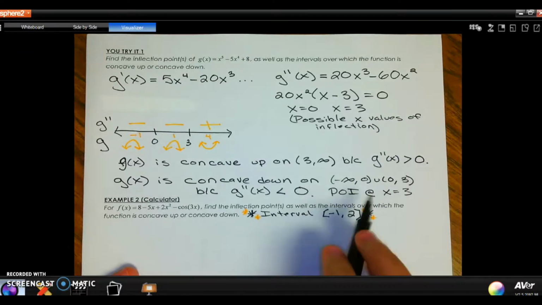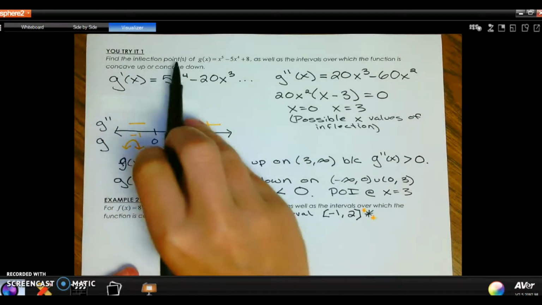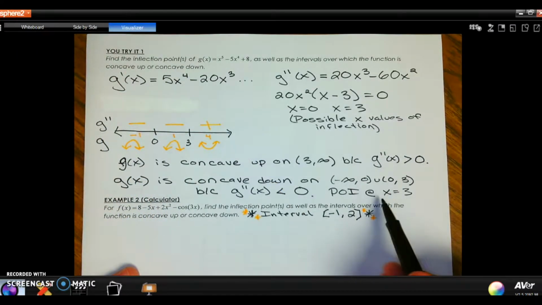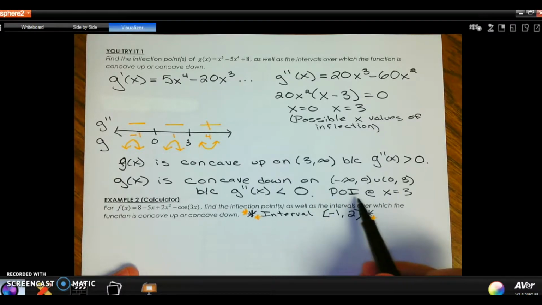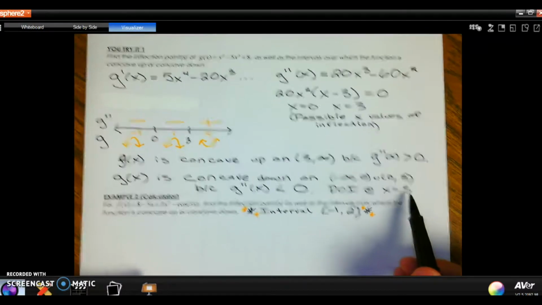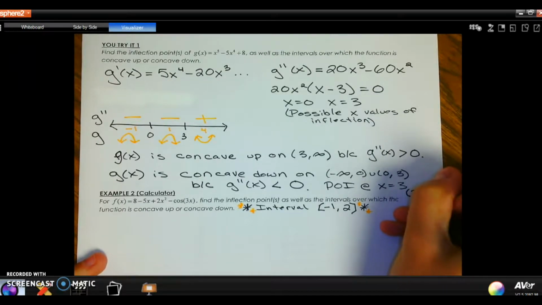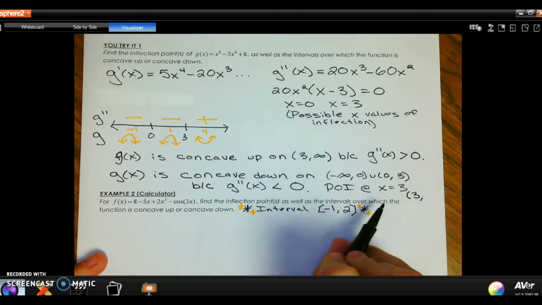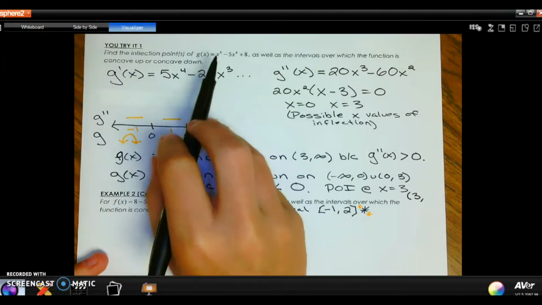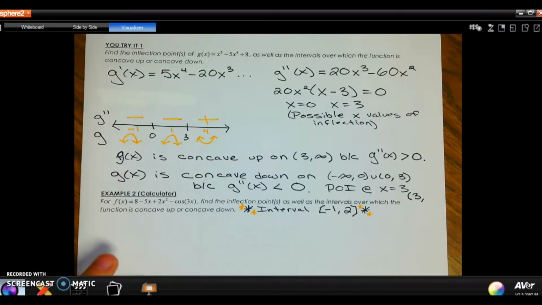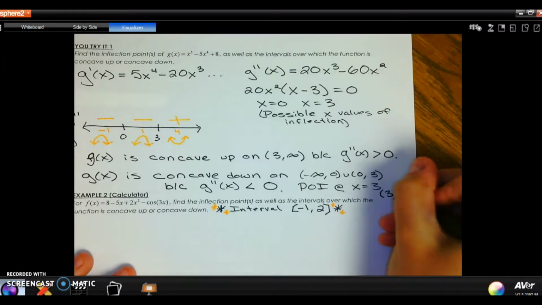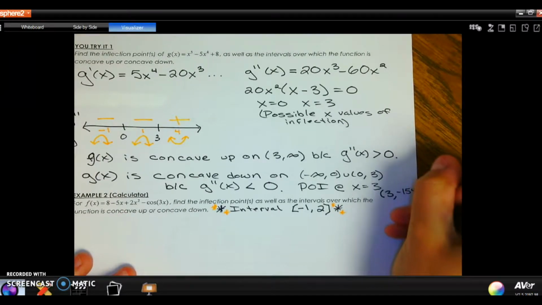And did I answer the full question? Ooh, it said find the point or points of inflection. So I just said there was a point of inflection at x equals 3. To get the actual point, if they want the actual point, I need to take that 3 and plug it back into the original. So when you take that 3 and you plug it back into the original, I got a negative 154. So there's my answer.